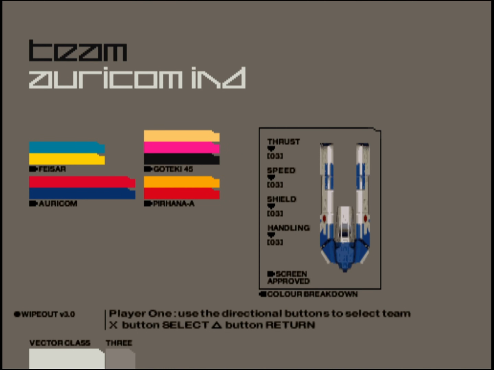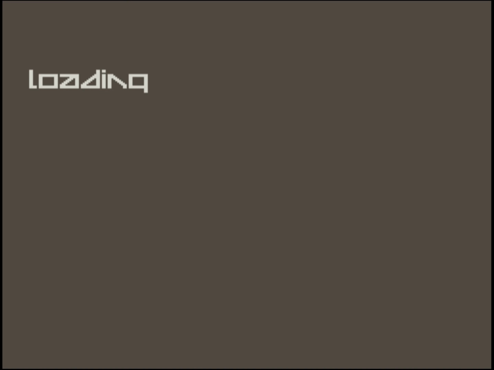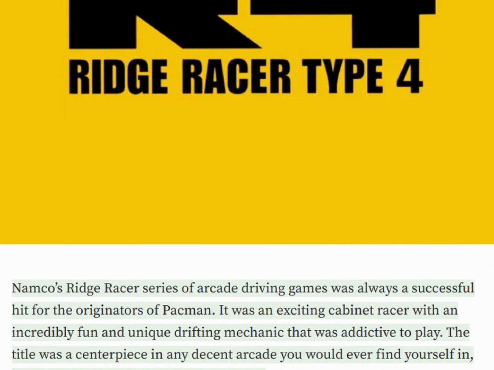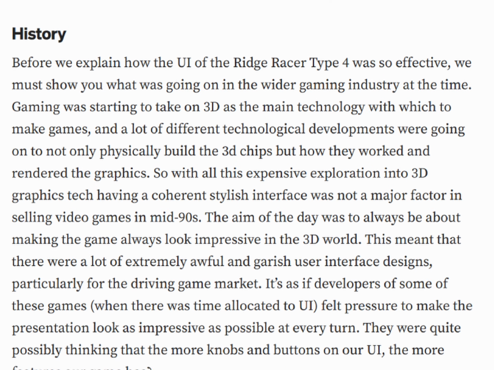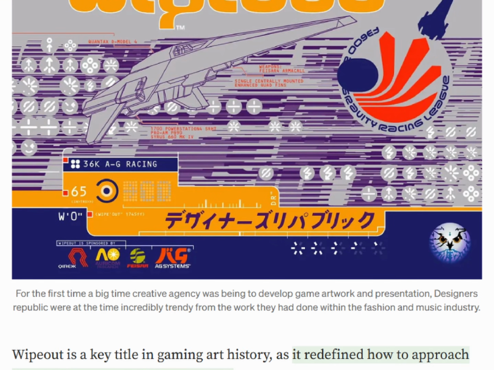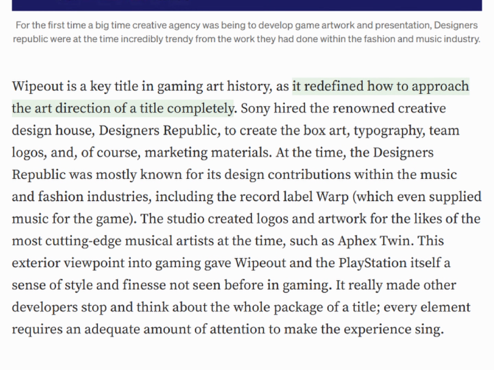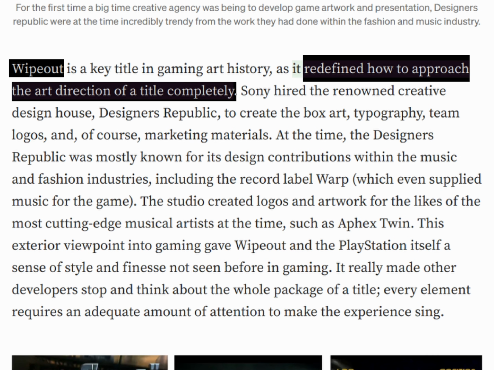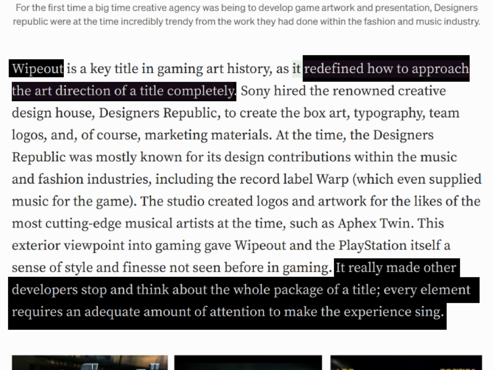Now, let's put that on hold for a second because I want to talk about how the saga here has managed to indirectly influence everything around it. There's a very good article by SYH on the uxdesign.cc blog here, which I suggest you read because it outlines what I think is Wipeout's biggest influence on the gaming industry. Quoting the article directly here, "Wipeout redefined how to approach the art direction of a title completely. It really made other developers stop and think about the whole package of a title. Every element requires an adequate amount of attention to make the experience sing."